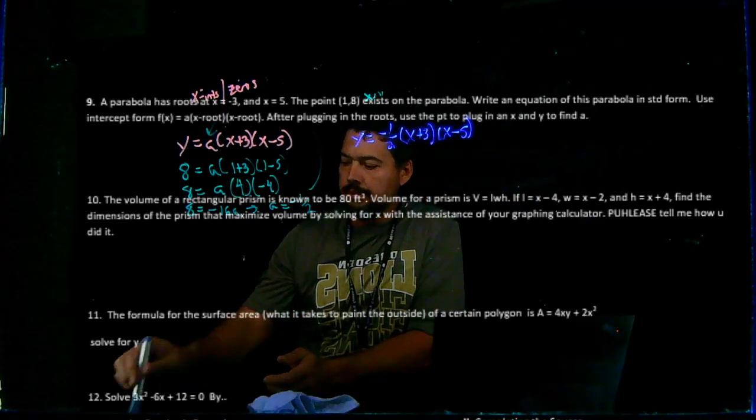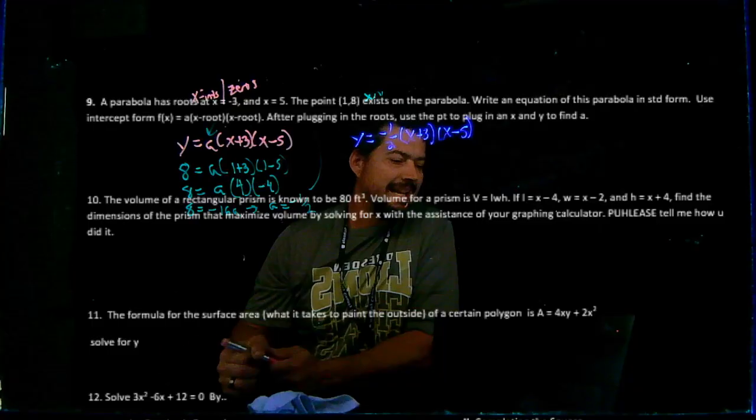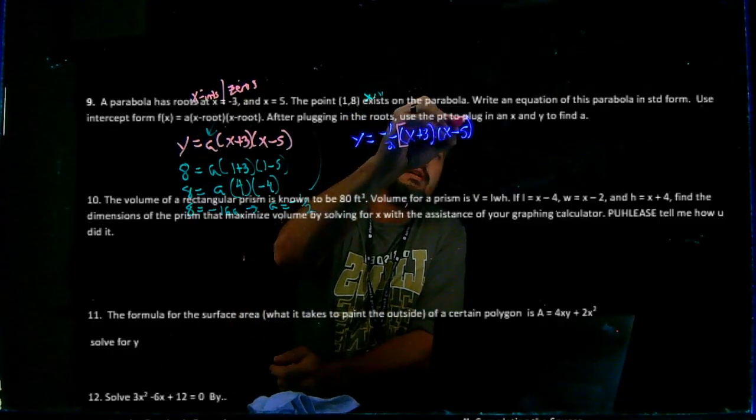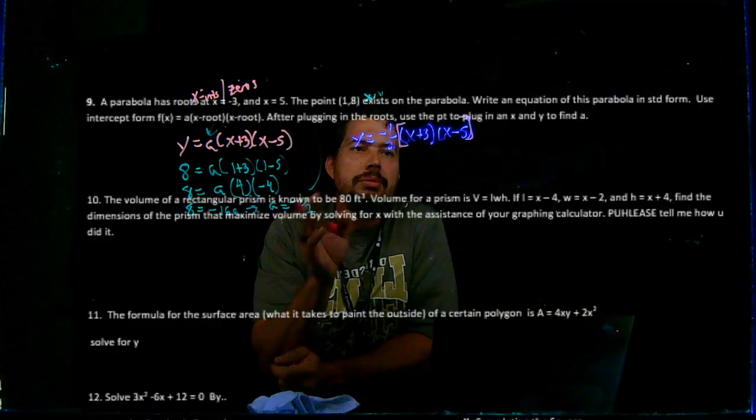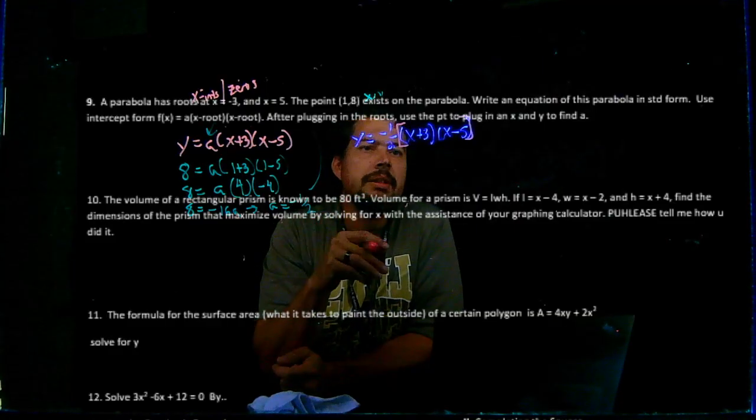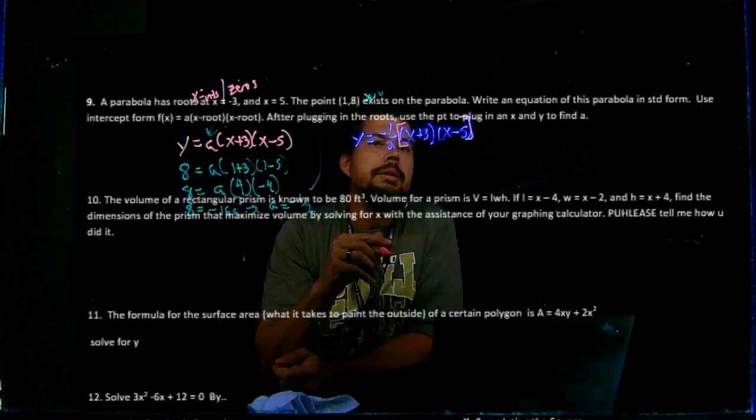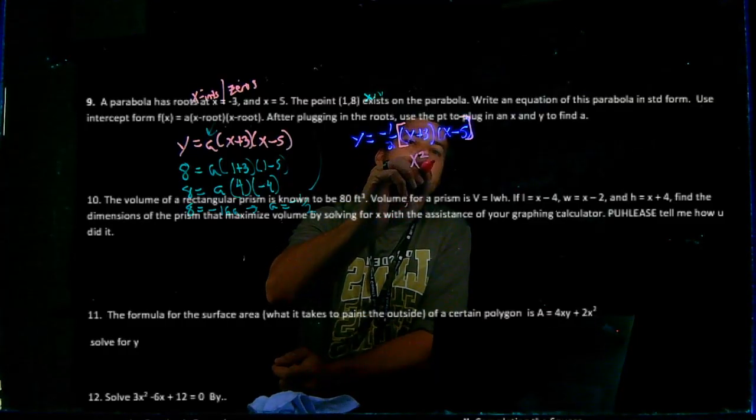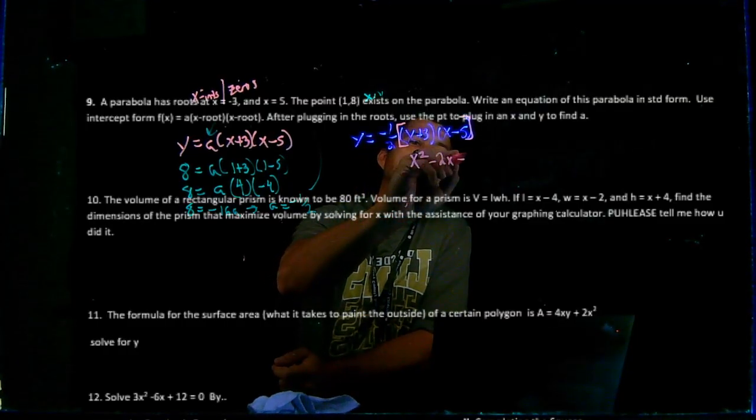Moving forward, I wanted it in standard form, so you've got more work to do. You need to figure this out, right? I don't care if you FOIL or box. You do you, I'll do me. I'm going to FOIL this one. It's actually the double distributive property. X times x is x squared, minus 5x plus 3x is minus 2x, and then minus 15.